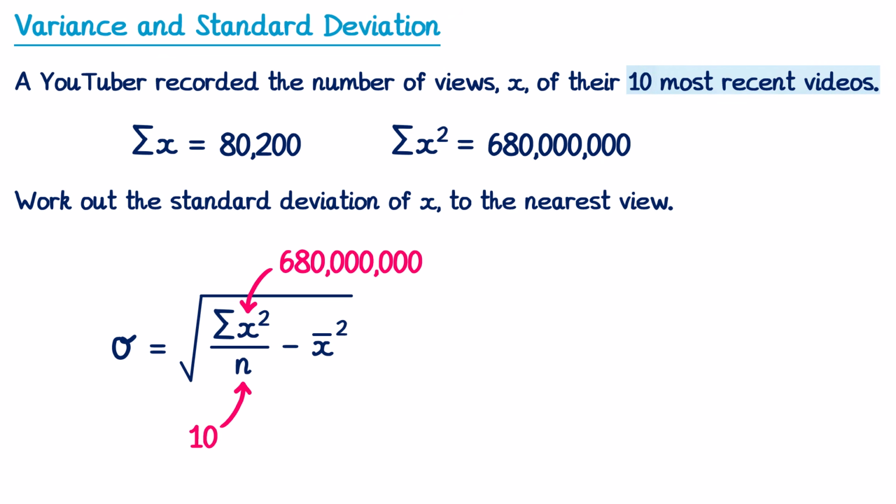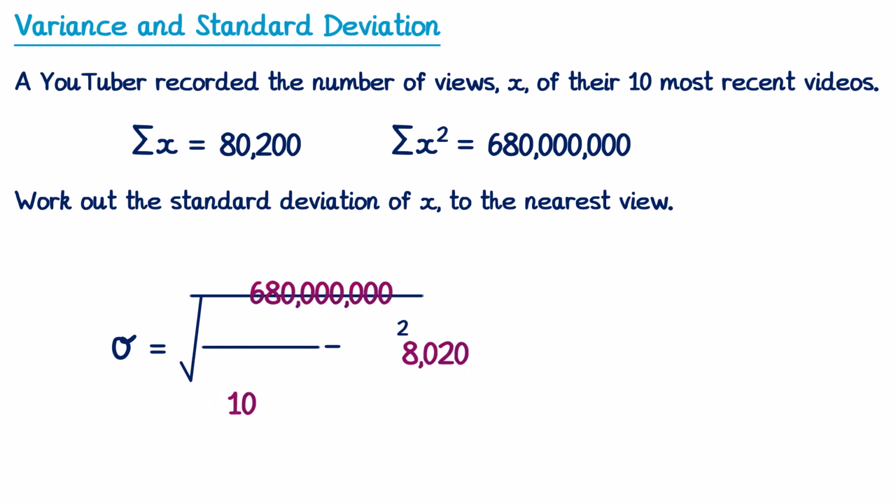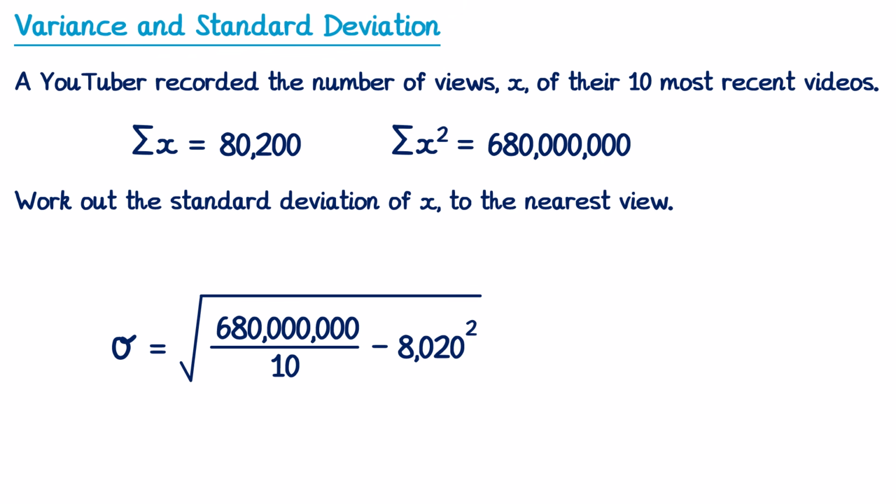So n is 10. We can also work out the mean by doing the sum of x over n. The sum of x is given in the question, that's 80,200, and n is once again 10 for the 10 videos. If we work out the mean, we end up with 8,020. So all we need to do now is just substitute these values straight into the formula. We could type this into the calculator and we'd find the standard deviation to the nearest view is 1,918 views.